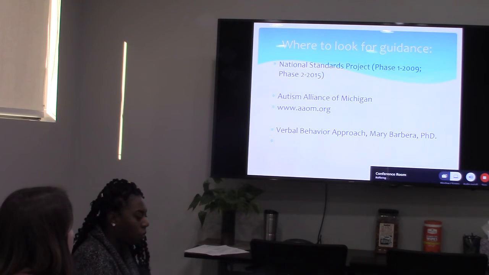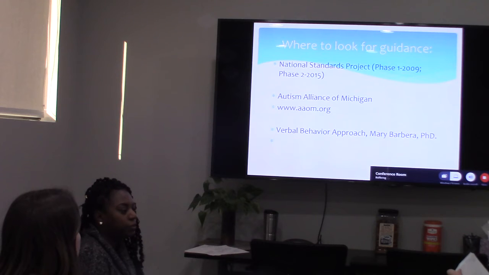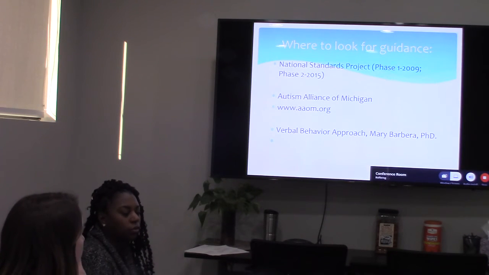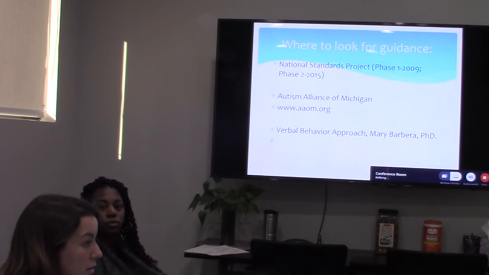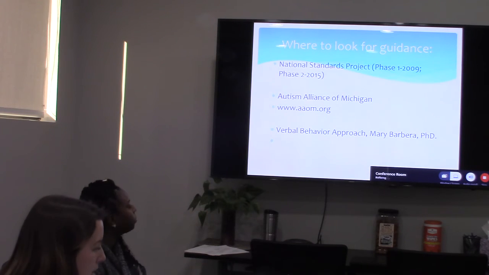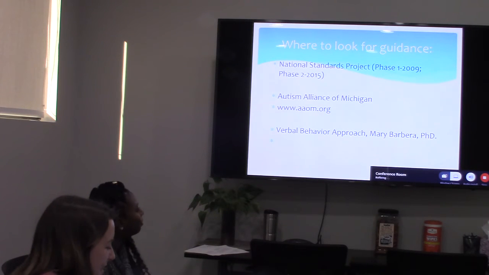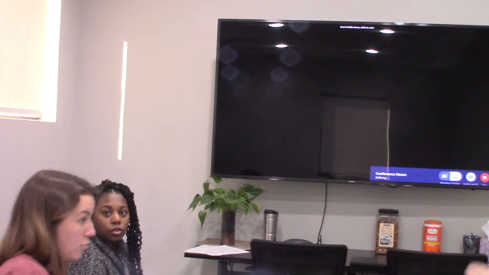So here are some references, or where to look for guidance. The National Standards Project, the Autism Alliance of Michigan and their website, and then the Verbal Behavior Approach book. Amanda said she actually has a really good handout. I will grab that from her to give to both of you. I don't think she printed it for us now, but these are good resources, and I'll get you that one from her. Okay. So that's it for our PowerPoint. We'll end this, and then we can go over the probe sheets with you.